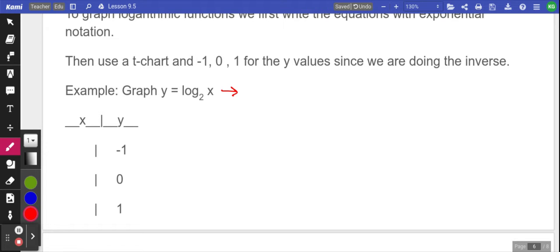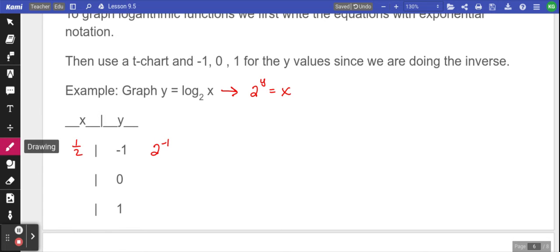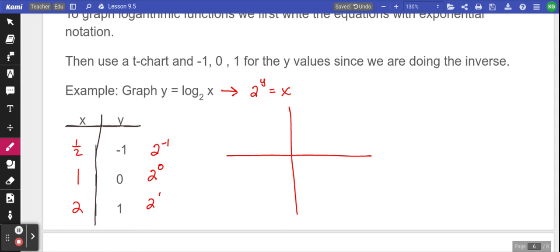So this one, if I have log base 2 of x equals y, that's going to become 2 to the y equals x. For the first one, I'm going to do 2 to the -1st, which is 1/2. And this is supposed to be like a t-chart, like this. Okay, next, 2 to the 0 equals 1, and 2 to the 1st equals 2. So I have 1/2, -1, 1, 0, and 2, 1.